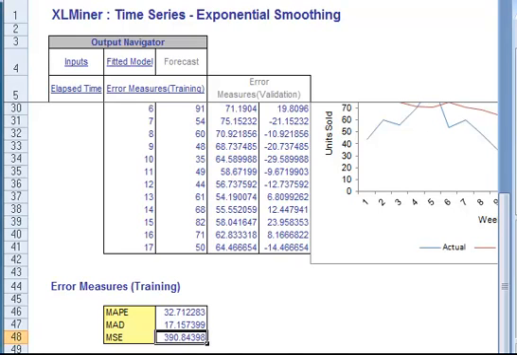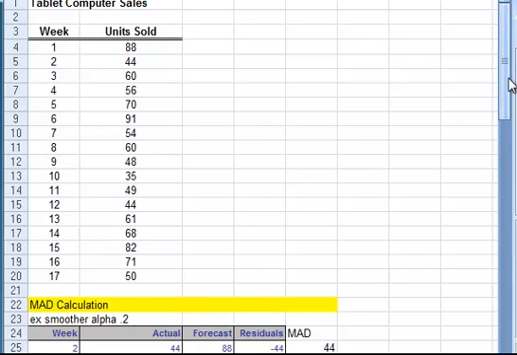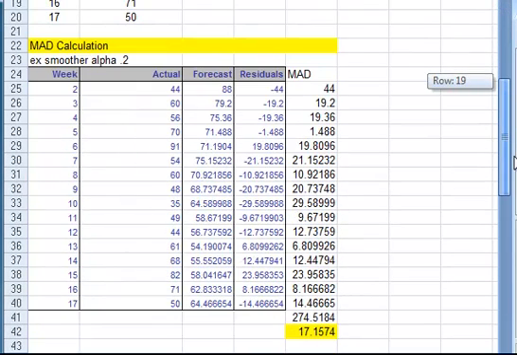calculated. So if you go back over here to the sales, what I've done, and I'll give you this file, is I've copied over the output from the exponential smoothing at an alpha of 0.2. So here you see the weeks, the actuals, the forecast, and the residuals.